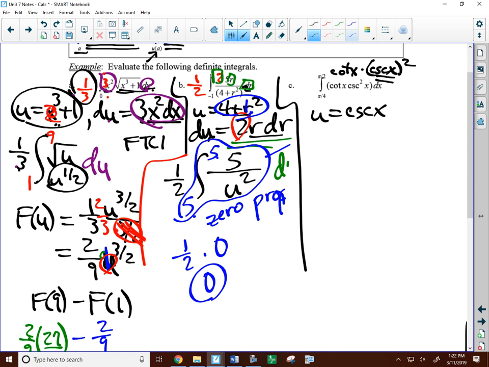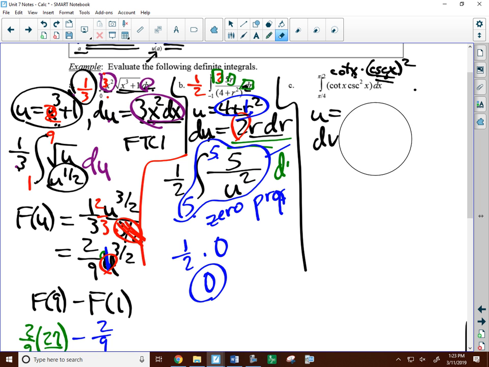So if I let u be cosecant x, du would be the derivative. Derivative of cosecant is negative cosecant cotangent. Oh, wait, we just said we have cotangent. So if we used u, the u squared, we have cotangent, we don't have cosecant. So it didn't work, because we can't manufacture our own cosecant. We can do a number, but not cosecant. So that didn't work. We must go back and choose a different u.